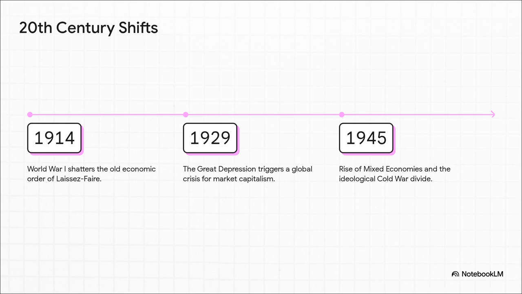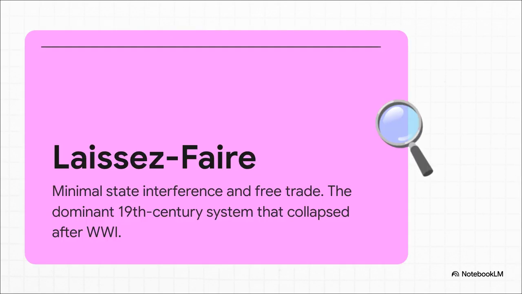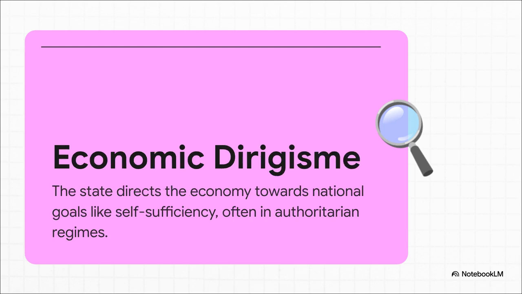Its collapse left this huge vacuum, and that kicked off a frantic, sometimes radical search for a new way to run a modern economy. So first, you had that old recipe, laissez-faire. The whole idea here was for the government to just step back, protect private property, make sure trade is free, and then just let the market do its thing. But in reaction to that, some countries swung to a totally different idea called economic dirigism. Here, the state doesn't just step back. It grabs the steering wheel.